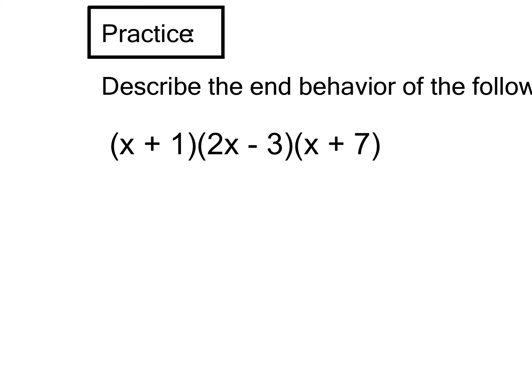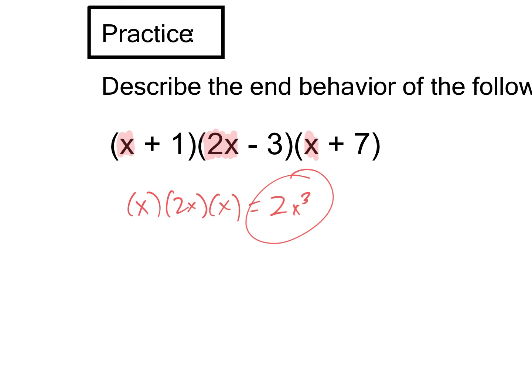So in this first example, it says describe the end behavior of the following polynomial. I really just need to multiply x times 2x times x, and that's going to give us my largest degree term. So x times 2x times x, numbers by numbers, 1 times 2 times 1 is 2. Variables by variables, x times x times x is x to the third.